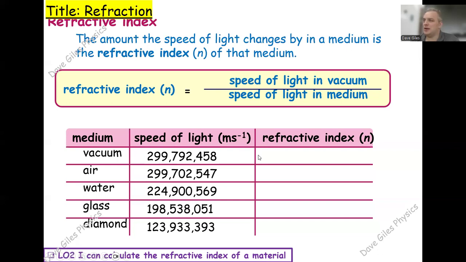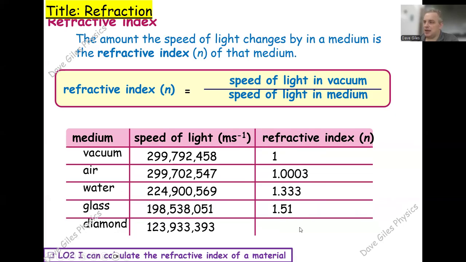So the refractive index of a vacuum is speed of light in a vacuum divided by speed of light in a medium, which is a vacuum. So it's going to be this number divided by this number again, so it's going to be 1. Air is almost identical. And water and glass. So what this means here, glass, it's about 2/3 the speed of what it is in air or a vacuum.